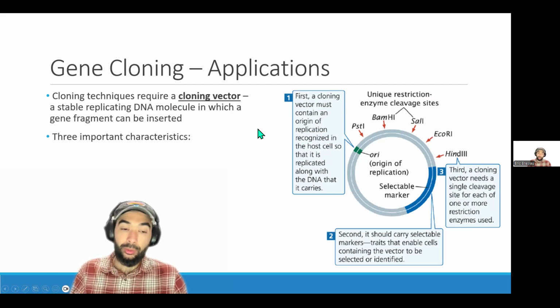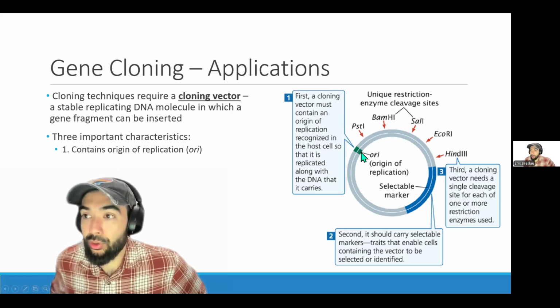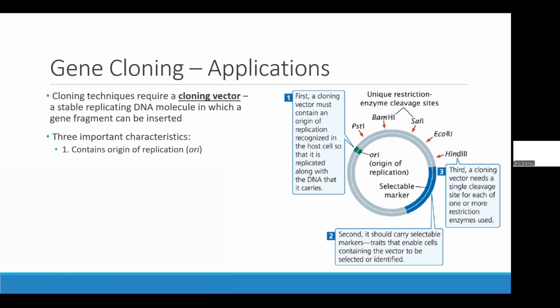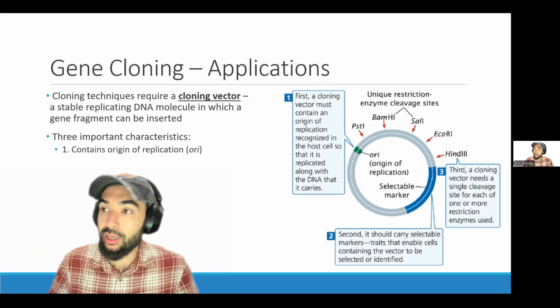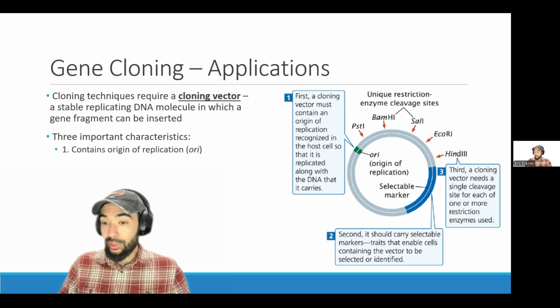Every plasmid vector or cloning vector will have three important characteristics. They have to have these things or else it won't work. The first thing that they need is an origin of replication. We see it in this image here. If we do not have an origin of replication, we're not going to get replication of the plasmid, because that's what's identified by replication machinery to start DNA replication.